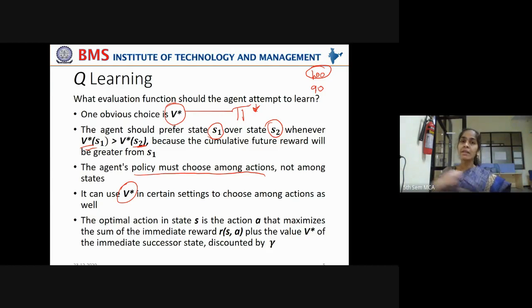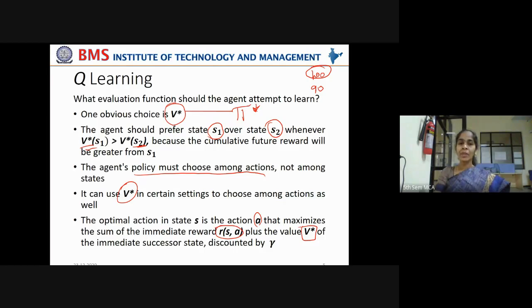That is how we translated our problem. Initially, we thought states would help us choose the evaluation function, but the intermediate steps may be different. That is why it is better to choose among actions, that is the optimal action that it can take to reach the goal, rather than states to start with. So the optimal action in state S is the action A that maximizes the sum of the immediate reward r(S, A) plus the value V star of the immediate successor state, discounted by gamma.